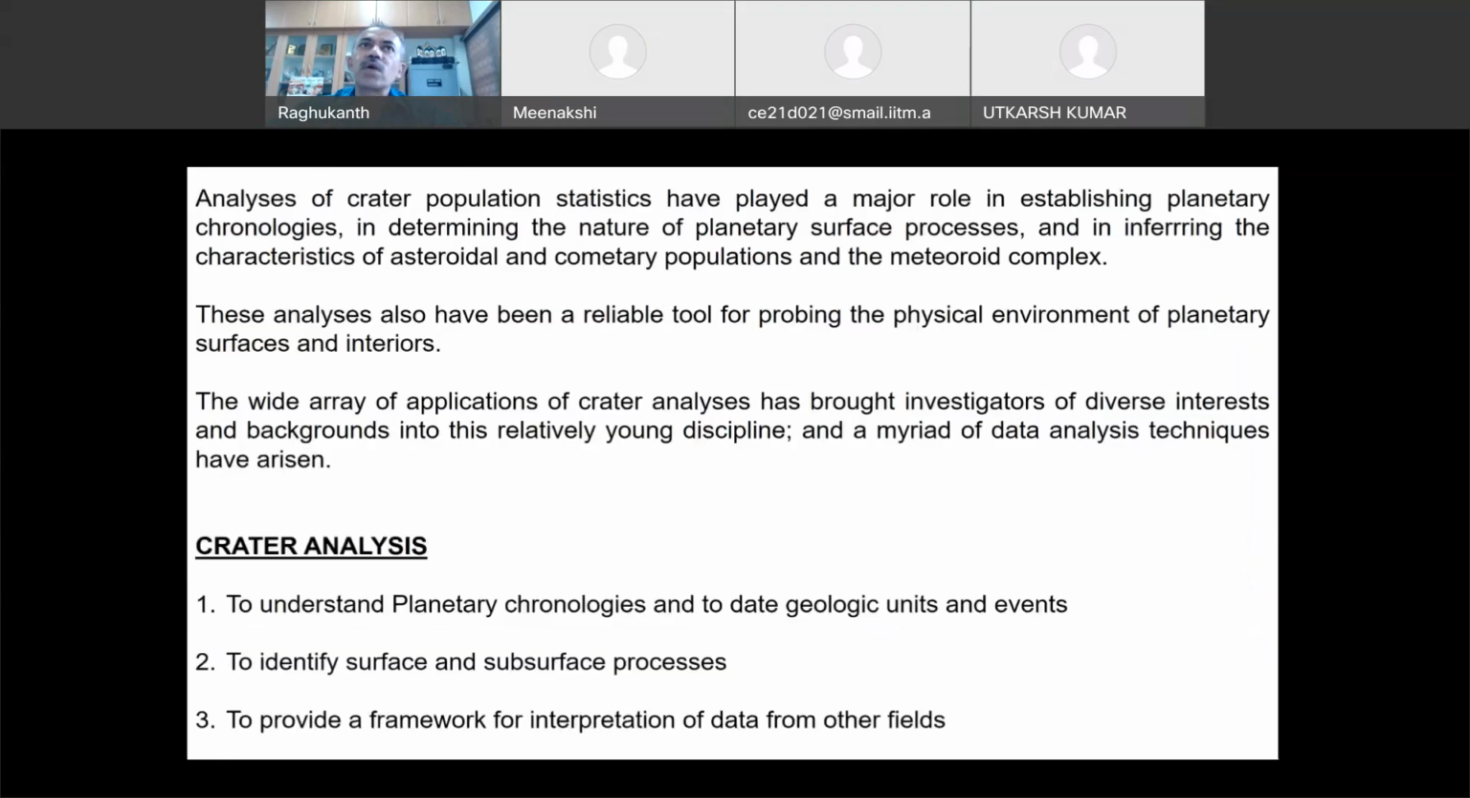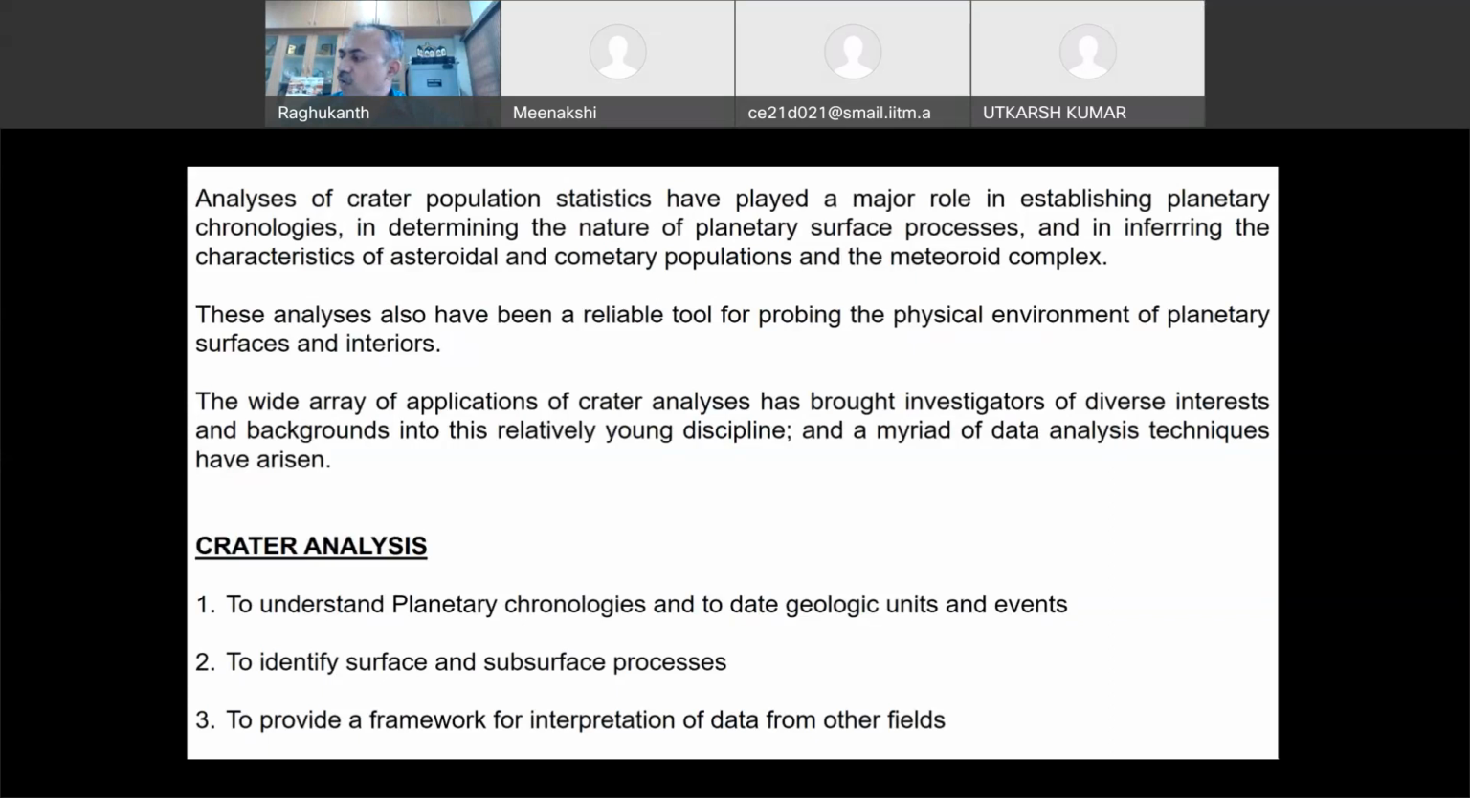So crater population statistics has played a major role in the last 20 to 30 years in establishing planetary chronologies, in determining the nature of planetary surface processes, and of course in inferring the characteristics of asteroidal populations and meteoroid complexes. So this has become a very important thing. These analyses have become a reliable tool for probing the physical environment of planetary surfaces and interiors also.